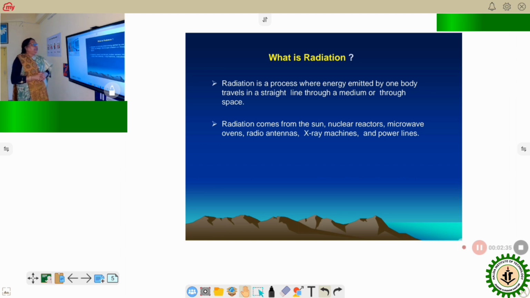In the radiation, it is a process for the energy emitted by one body travels in a straight line through a medium or through space. Radiation comes from the sun, nuclear reactor, microwave ovens, radio antennas, X-ray machines, and the power lines.